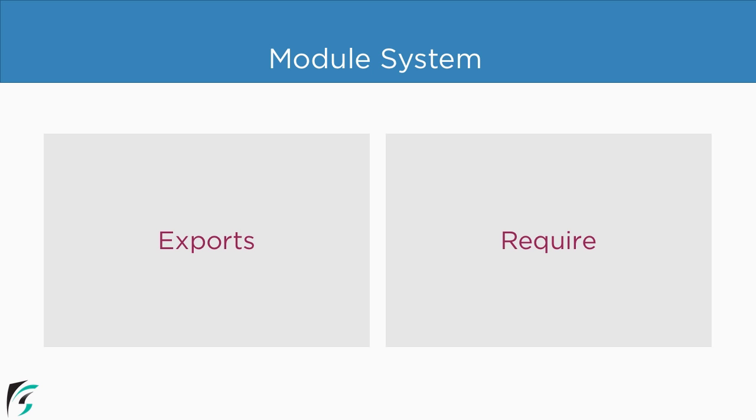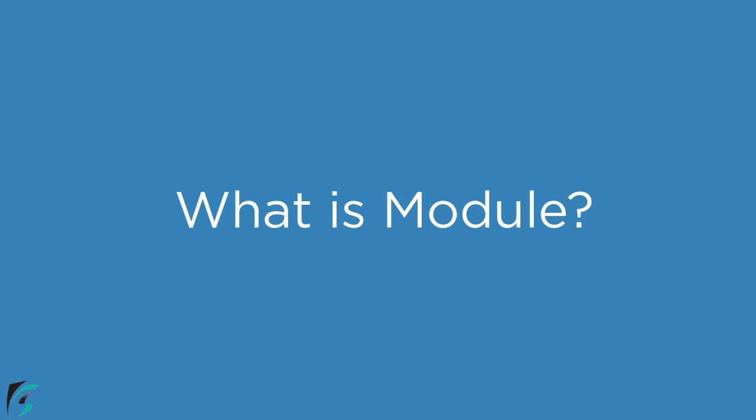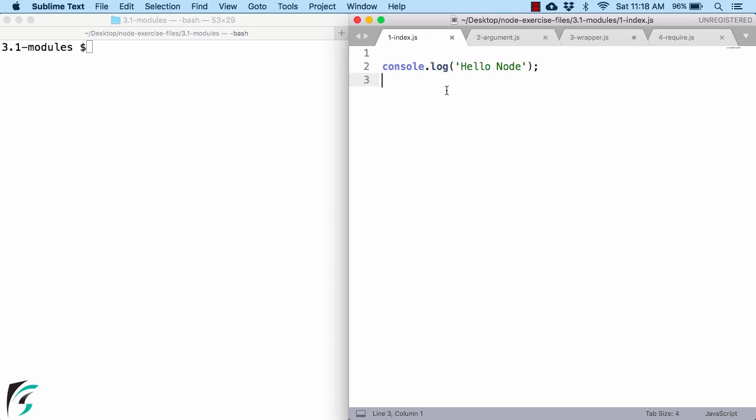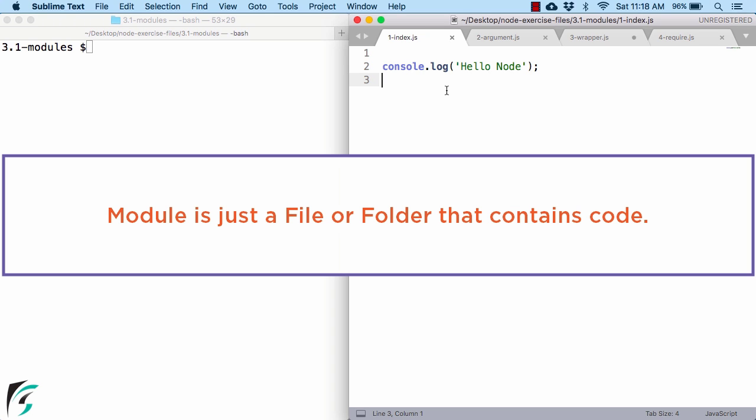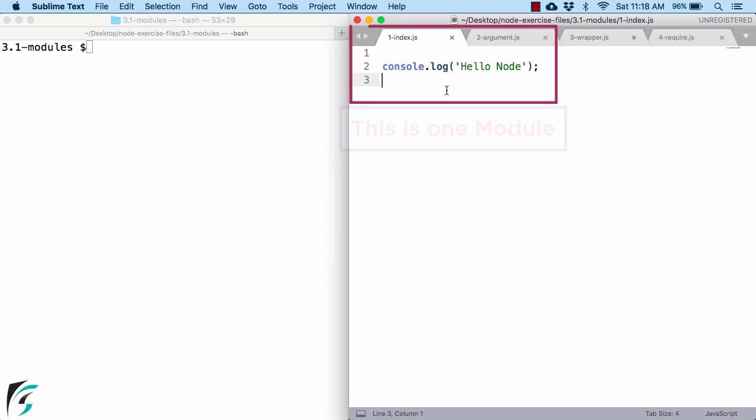So before I start, let me ask you a very basic question. What exactly is a module in Node? Well, in Node, the word module basically means a file or a folder that contains code, and that's it. So this file here contains a very simple code that says hello node.